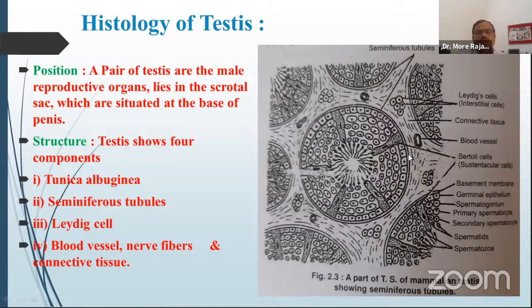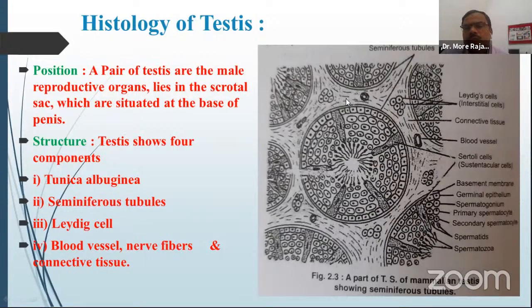If you observe the structure, the testis consists of four major components. The first component is the tunica albuginea. Second component is the seminiferous tubule. Third component, in between the seminiferous tubules, are groups of cells called interstitial cells or the Leydig cells. And here, the connective tissue, blood vessels, and the nerve fibers are also present.